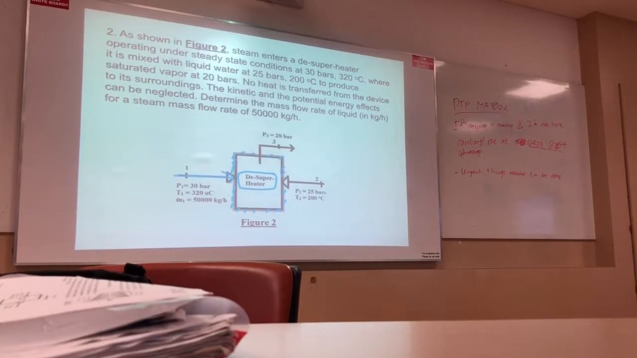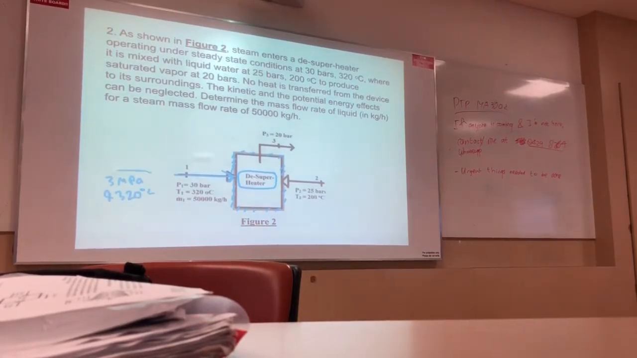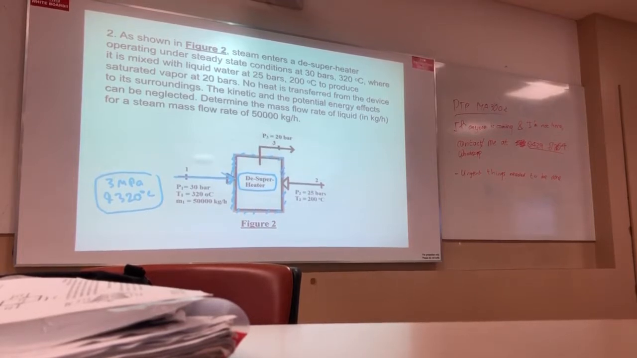Alright. So this amount of fluid enters into the system. You can write, what amount of fluid? 30 bar. 30 bar means 3 megapascal, right? 3 megapascal with 320 degrees Celsius. This amount of fluid enters into the system with the mass flow rate of 50,000 kilogram per hour. Okay. And another fluid with the pressure of 2.5 megapascal and temperature is 200 degrees Celsius.